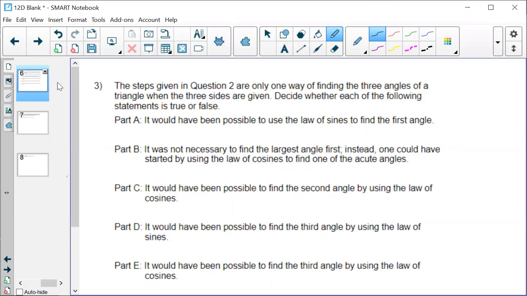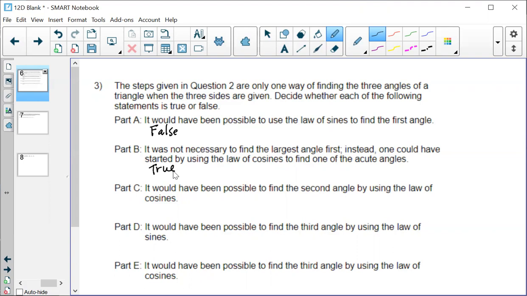Part A, it would have been impossible to use the law of sines to find the first angle. Part A is false. Part B, it was not necessary to find the largest angle first. Instead, one could have started by using the law of cosines to find one of the acute angles. That is true.